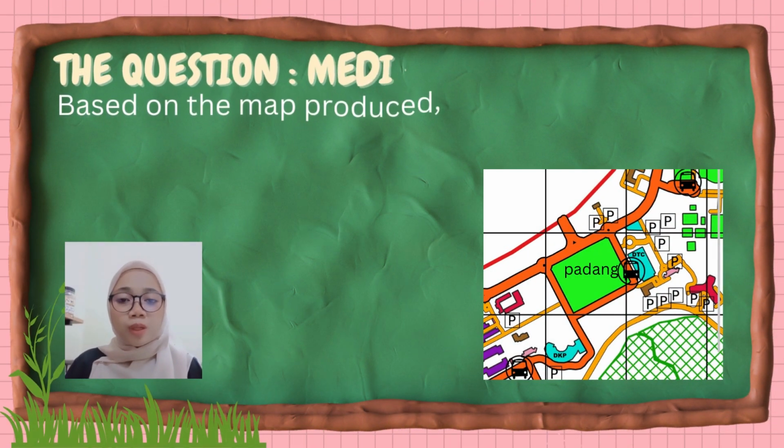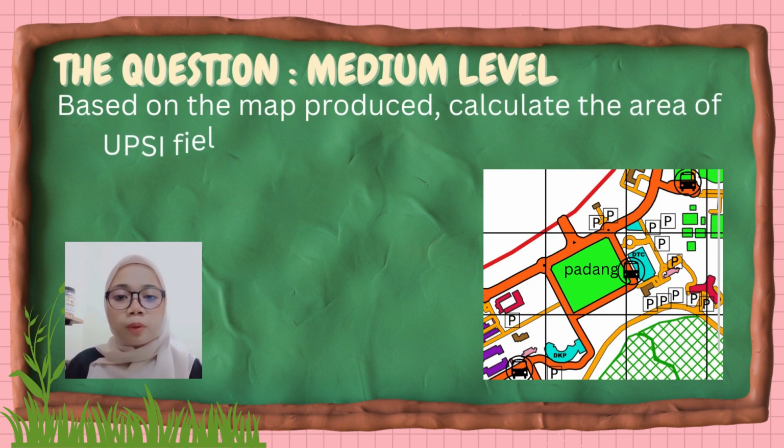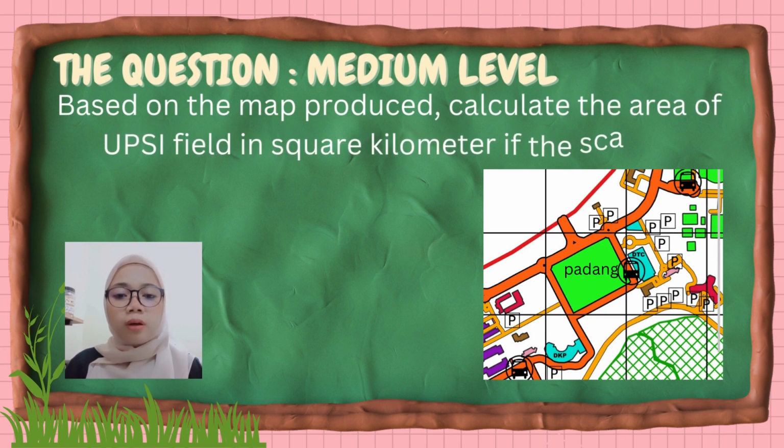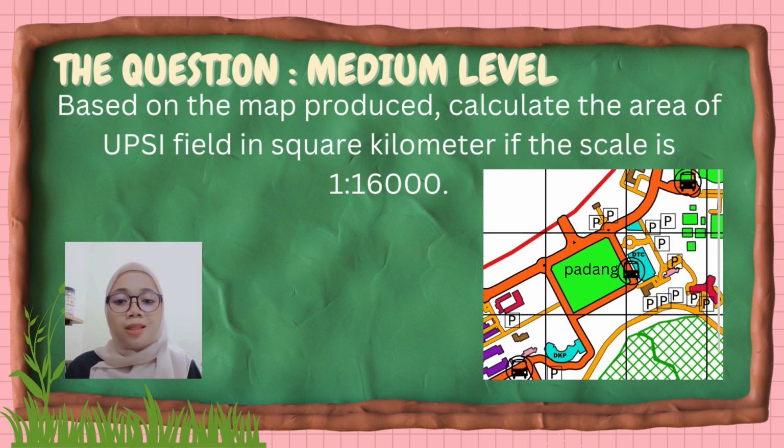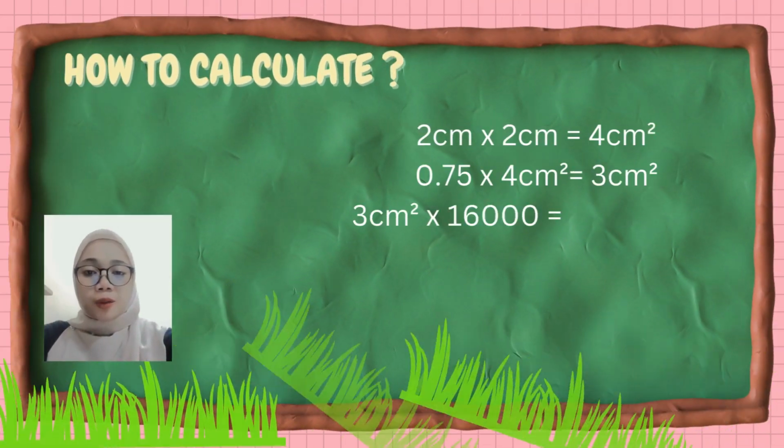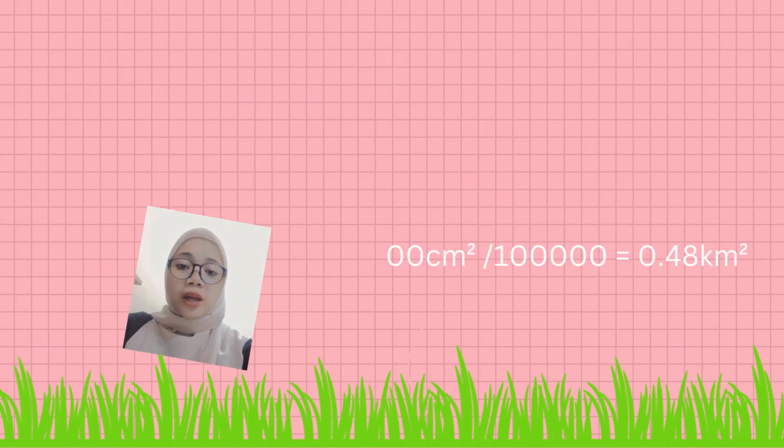The question is, based on the map produced, calculate the area of UPSI field in square kilometers if the scale is 1 ratio of 60,000. As you can see, this is how to calculate the area.